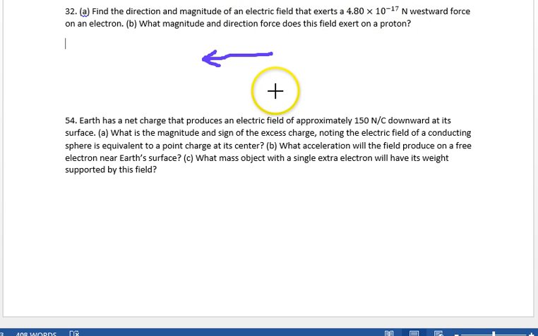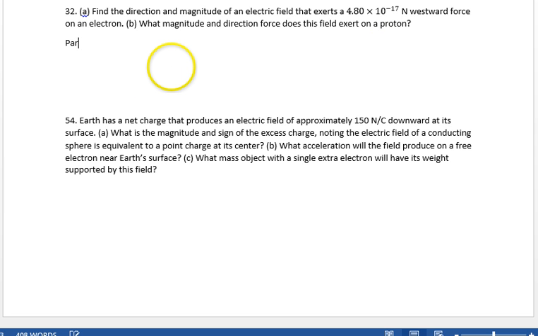What magnitude and direction, right? So we begin with F equals QE. And so Q in both cases has the same magnitude but opposite sign. So if the force is pointed to the west and we're dealing with an electron, well, the electron has a negative sign. That means that the electric field is pointing to the east.